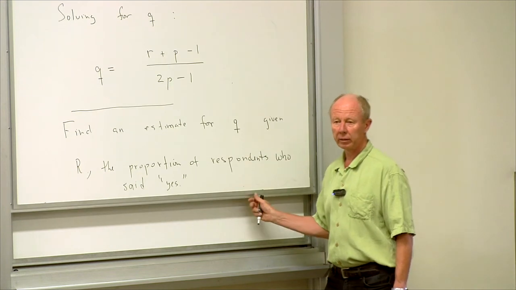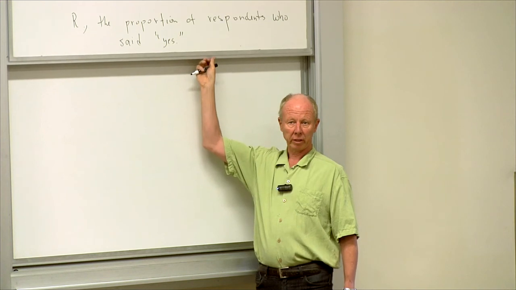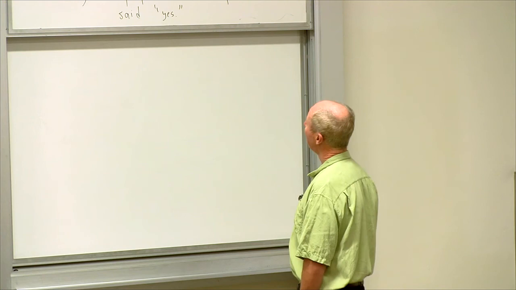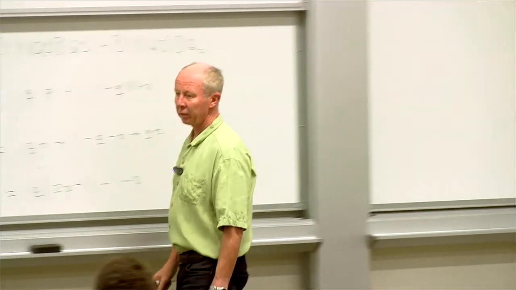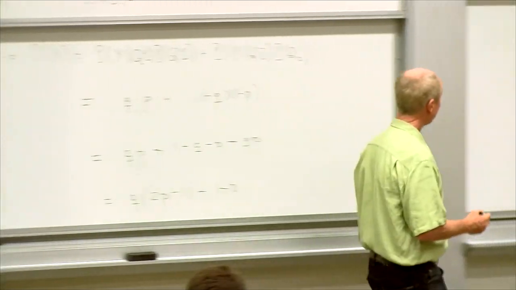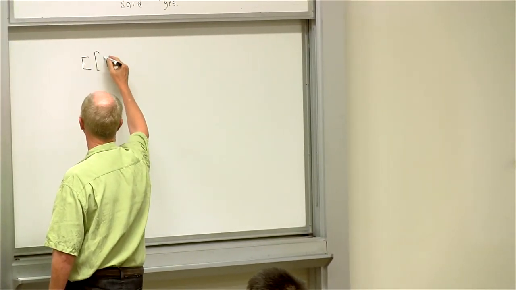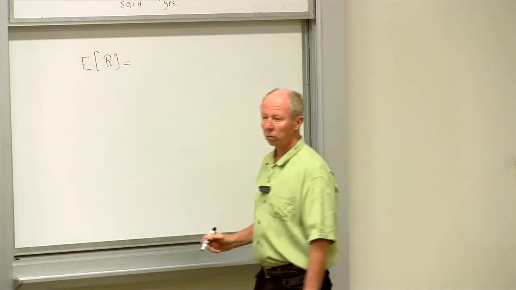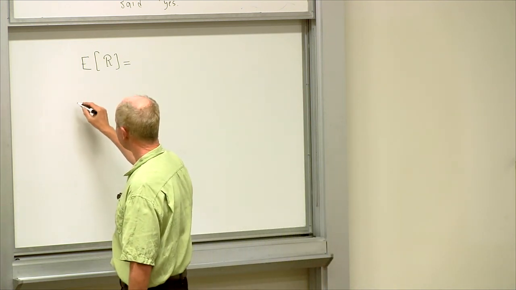So the data we collected can be summarized by capital R. I think that's all we're interested in, the proportion of the respondents who answered yes. Well, capital R is an estimator for little r. What would this be? Well, what is capital R? How could we describe this?